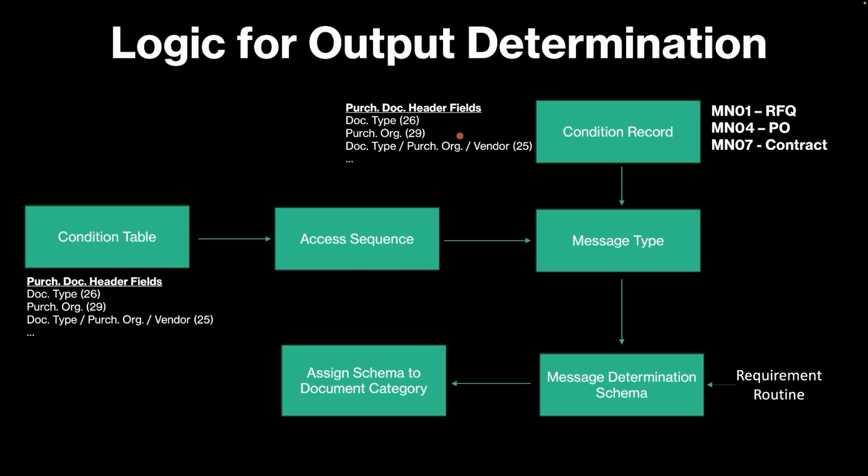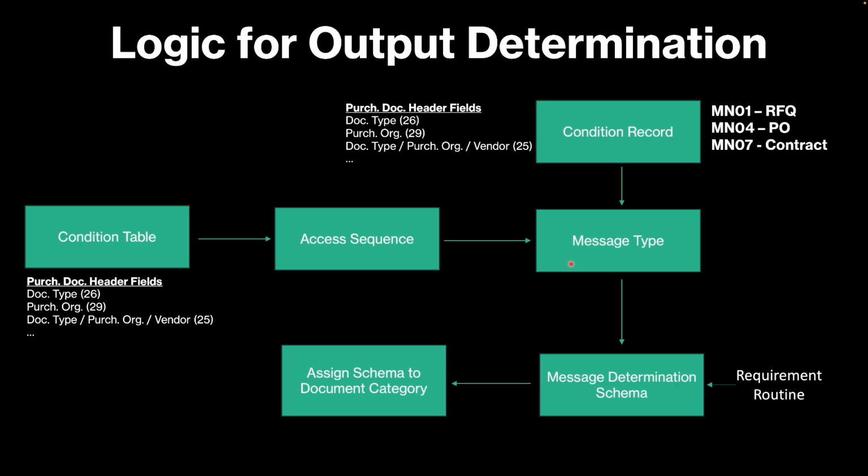System will give you a list of all the tables which are there in the access sequence. You will maintain the condition record, and based on that condition record only, that particular message will be triggered for your purchasing document. We'll see in SAP how this message type is created and how it is arranged in this manner so that you can maintain the condition record, and then we'll see how that particular message type is triggered in your purchasing document. But you have to understand that this output determination follows the same rule which we use in the pricing technique.